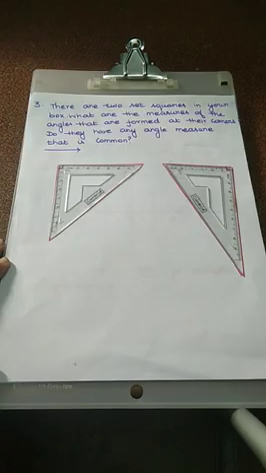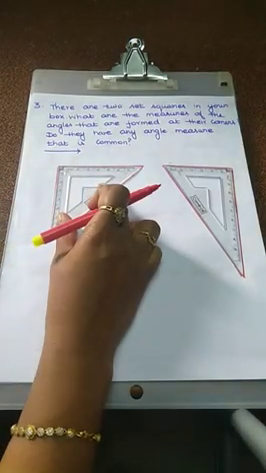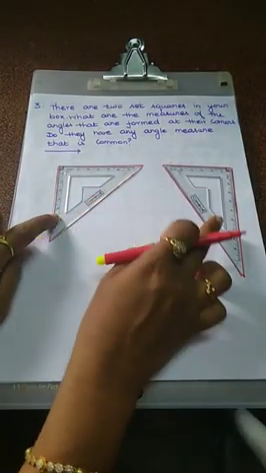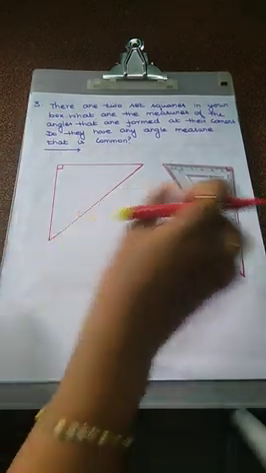That's all. Next problem: there are two set squares in your box. What are the measures of the angles that are formed at their corners? Do they have any angle measure that is common? So in our geometry box there are two set squares. We just take the set squares and first draw two triangles. Here this is the first triangle, this is the second triangle. First we have to measure the two triangles.